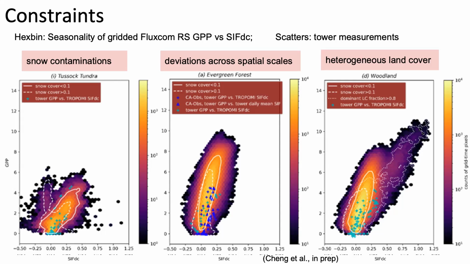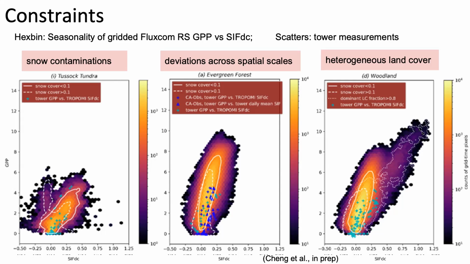Thank you for the question. Sorry, I have one question. What if you just directly use tower-measured GPP and SIF to directly upscale the GPP to the regional scale? With that approach, how do you think it compares to your approach using a FluxCom GPP as an intermediate product for your upscaling?